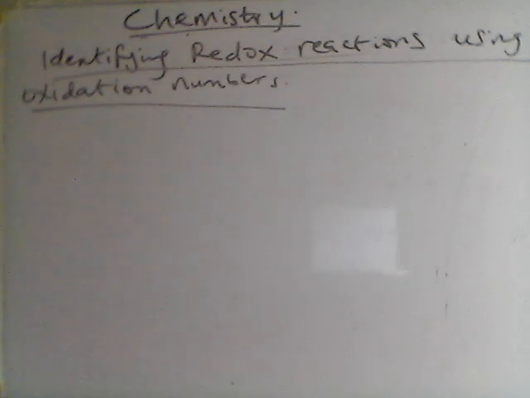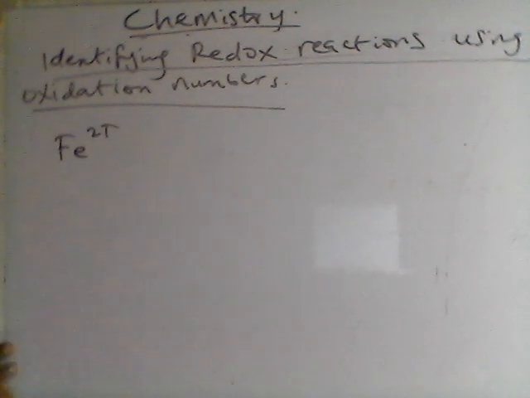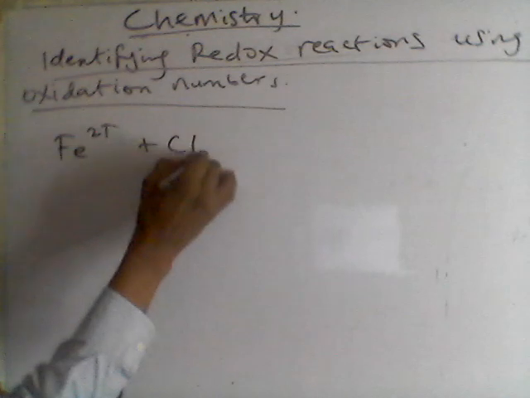Like I said, we're going to be identifying redox reactions using oxidation number. In the previous discussion, I told us that there are some rules for oxidation numbers. If the oxidation number of an element increases in the course of a chemical reaction, it is oxidized. And if it reduces in the course of a chemical reaction, it is reduced. Understand? So it's a very simple term. Example, if I have this reaction, iron ions combining with chlorine ions.